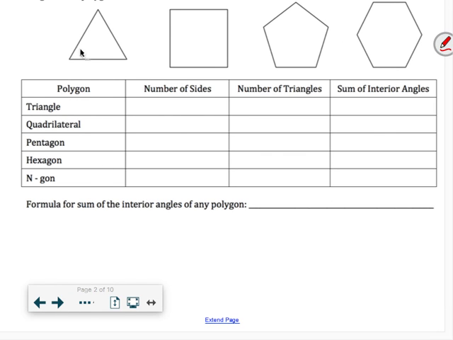So a triangle does not have any diagonals because at any given vertex, all the rest of the vertices could be considered adjacent, or right next to. On a square or quadrilateral, if I pick one corner, I can draw in one diagonal. Go ahead and do this with me, please. A pentagon, pick one corner. If I drew to an adjacent vertex, I would just create the side. So that's how you know that you're creating a diagonal.